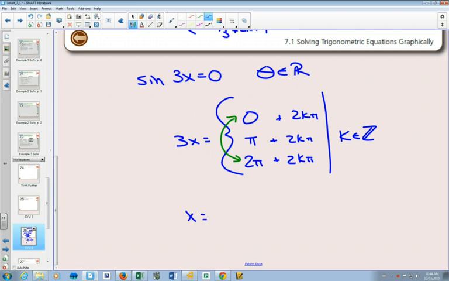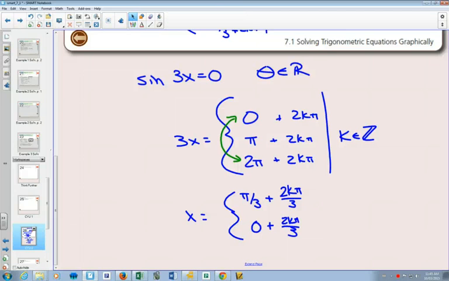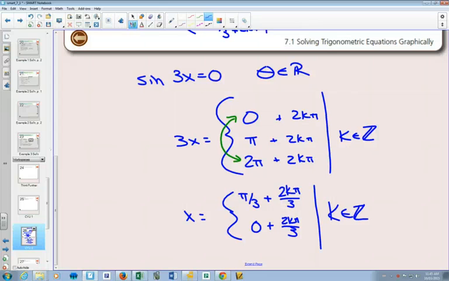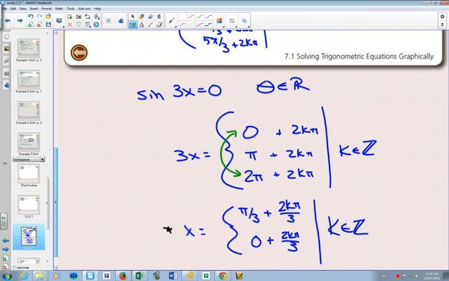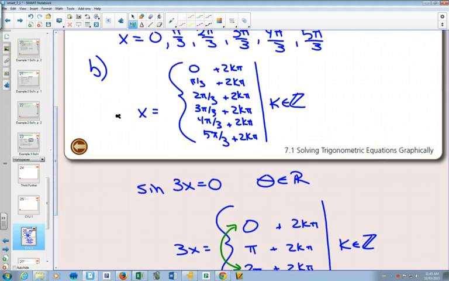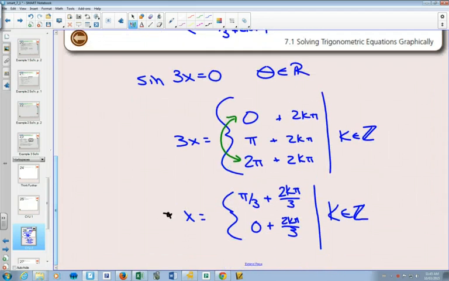So I could get x by itself, and now I would have pi over 3 plus, and then you have to also divide your 2k pi by 3 as well. And the other one was just 0, so that would be 0 plus 2k pi over 3. This answer right here is exactly the same as this answer up here. Just takes a lot less space. So as far as things looking pretty go, the second method looks prettier.